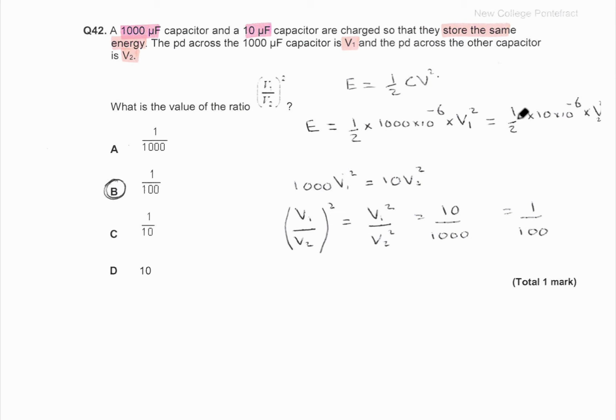We've then just got one equation. We just have to simplify it really. So if we multiply through by 2 and we divide by 10 to the minus 6, we basically get 1000 V1 squared equals 10 V2 squared. And then if we divide by V2 squared on this side and divide by V2 squared on that side, in the end we end up with V1 over V2 all squared is equal to 10 over 1000, which is 1 over 100. So therefore our answer is B.